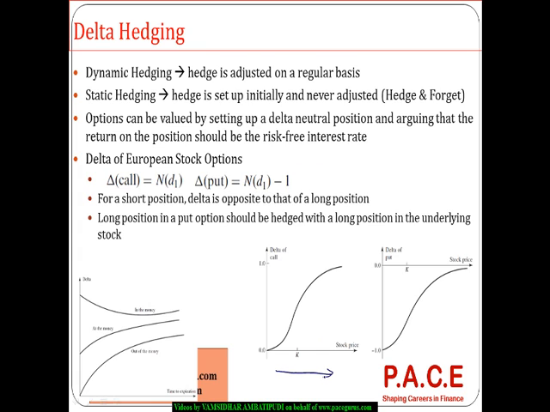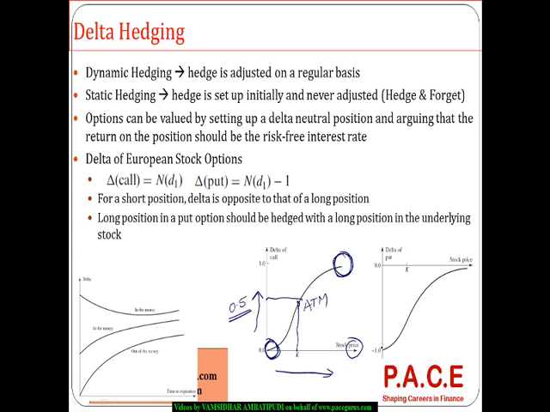As the stock price is increasing for a call, the delta is also increasing from 0. If the stock price is very, very small, the delta is very close to 0. But if the stock price is very, very high compared to the strike price, the delta is very close to 1. If the stock price is close to the strike price, like an at the money option, the delta will be somewhere around 0.5. For at the money options, I can say that the delta of the call option is around 0.5.